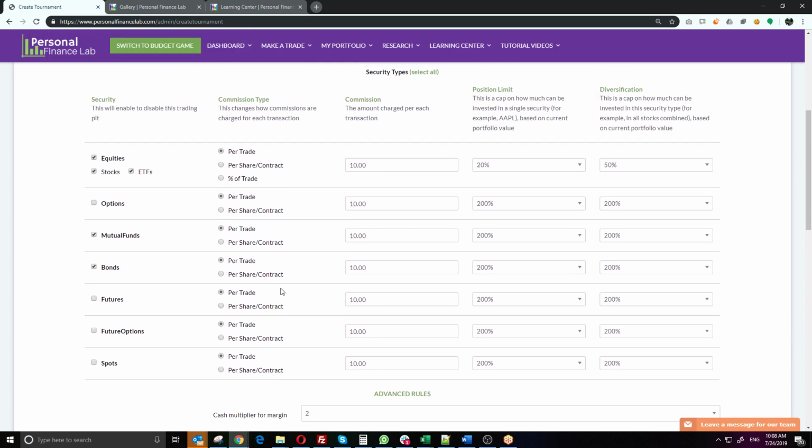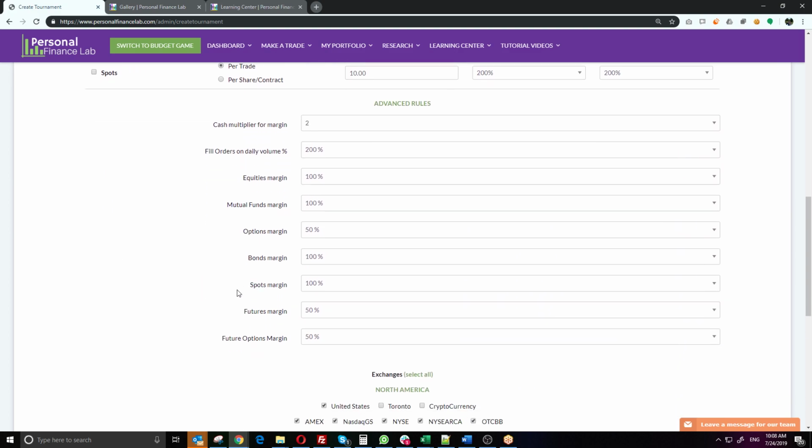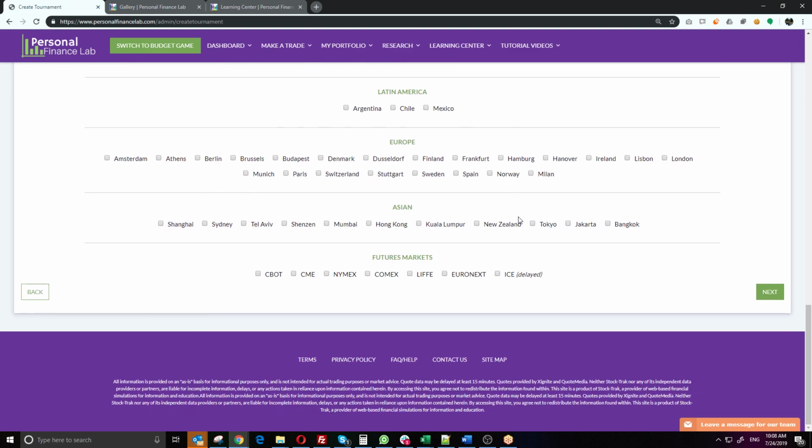All of these rules you can also change after your class has started. So sometimes a teacher will turn on just stocks to start with, and then they'll turn on mutual funds and bonds later, or vice versa. There's a lot of play you have available here. But that basically covers all of the rules for the stock game you'd have.